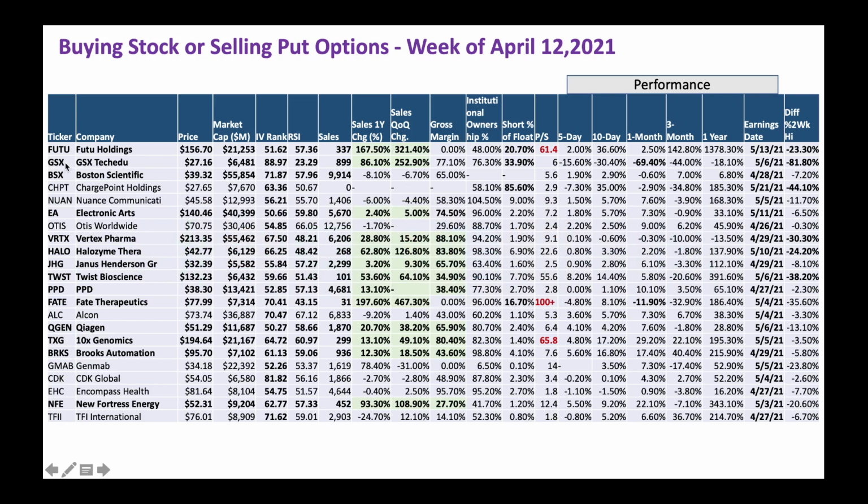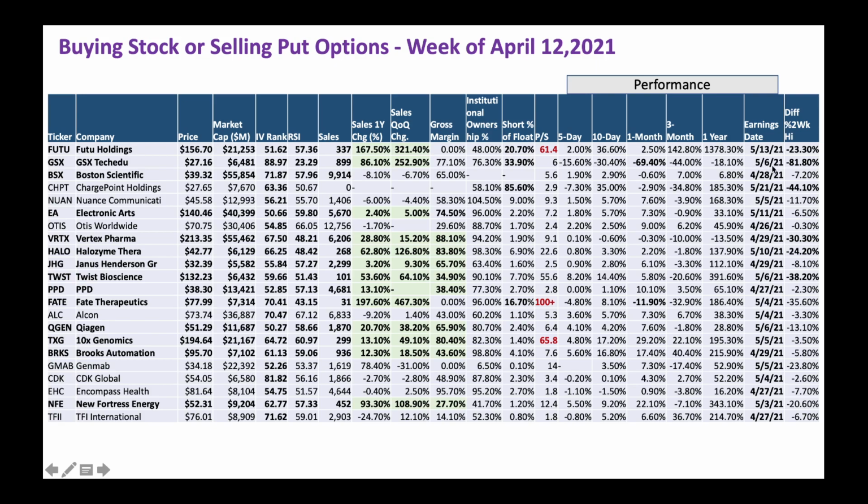Next stock is GSX Techedu, and here stock price is 27, a low stock price as you can see here, and nice sales growth, and earnings is coming up 5/6.